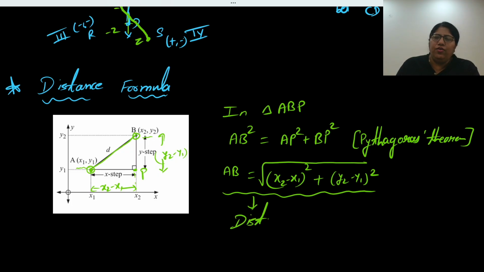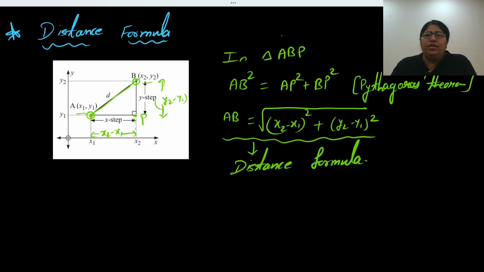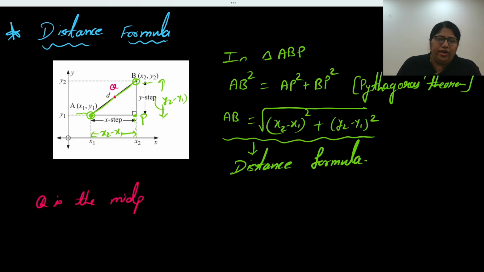If you know the coordinates, then you can use the distance formula to find the distance between any 2 points, right? Similarly, if I need to find the midpoint of these 2 points, if A and B are the points and Q is the midpoint of AB, now to find this, we find its coordinate.